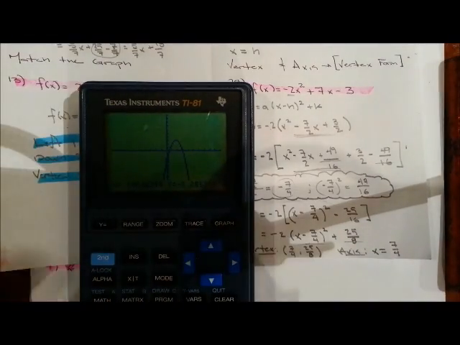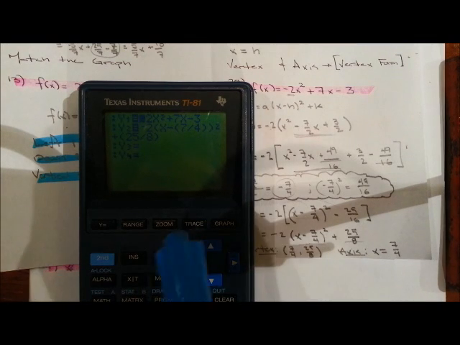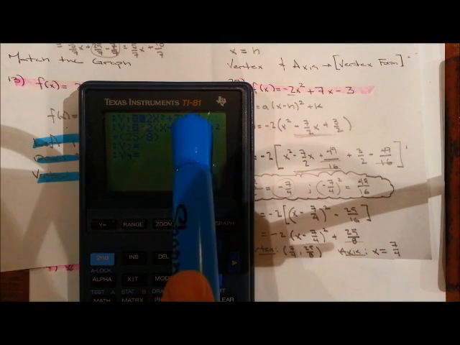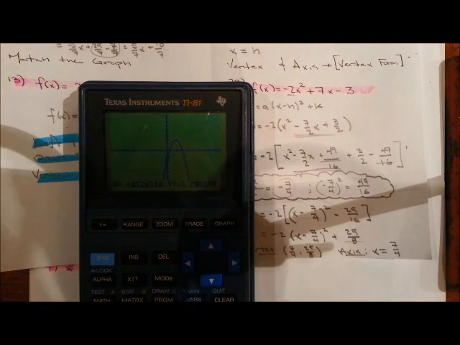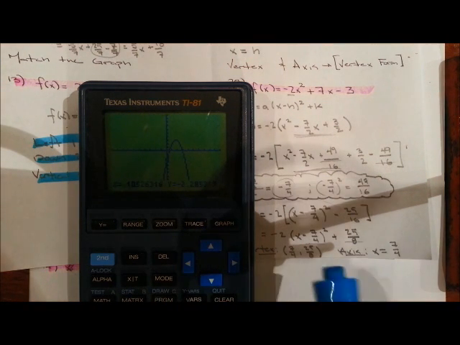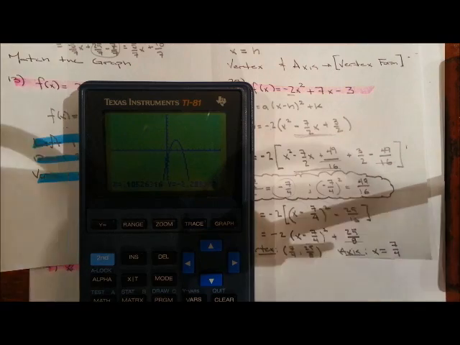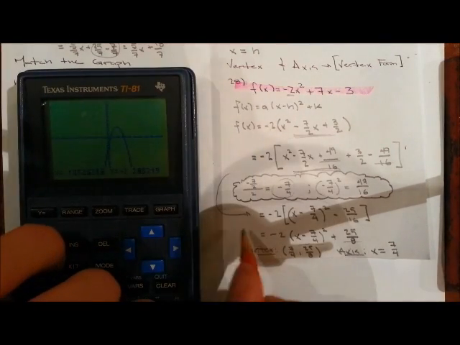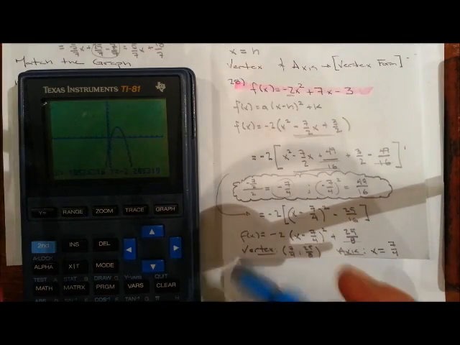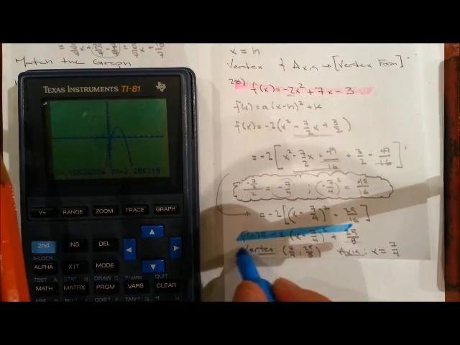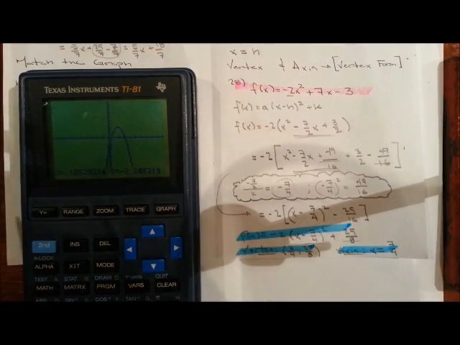And to double check, I could take a look at y equals. I've put in both equations, the original and the one that I came up with, and I trace and they overlap. I created the same equation, but now I turned it into vertex form. So my format of vertex form is as such, and I've also identified the vertex and the axis.